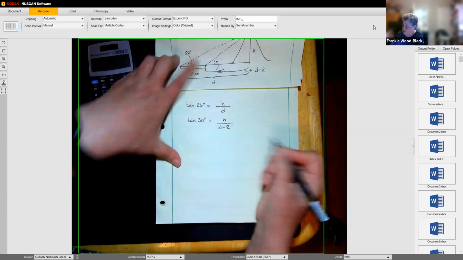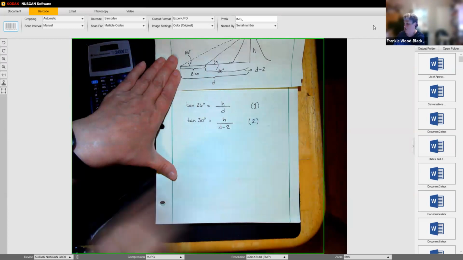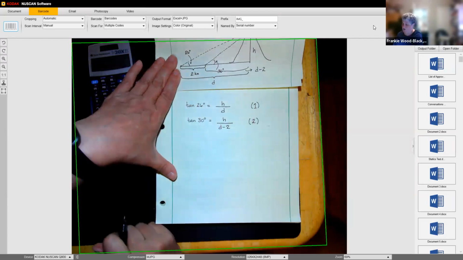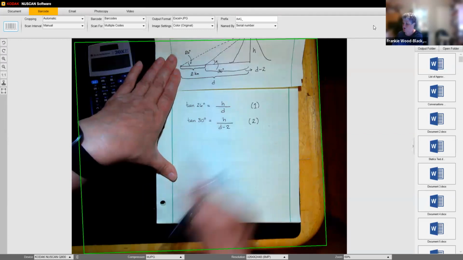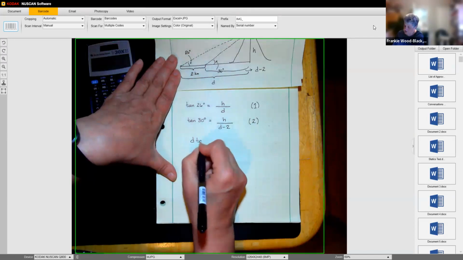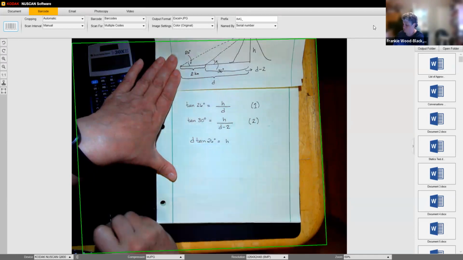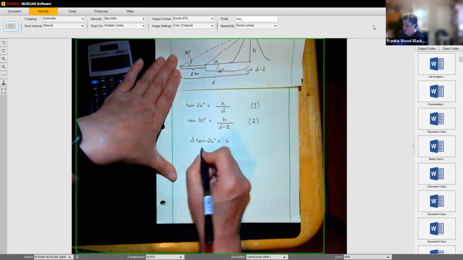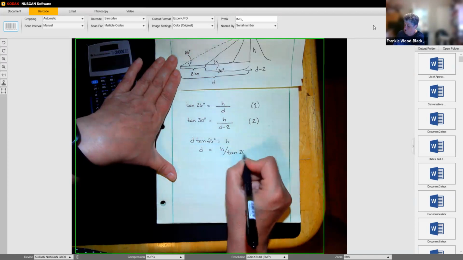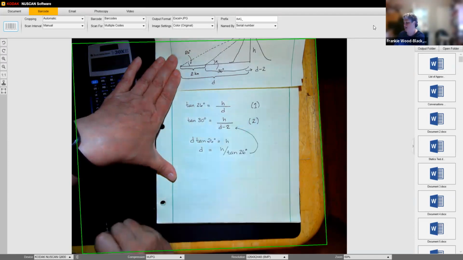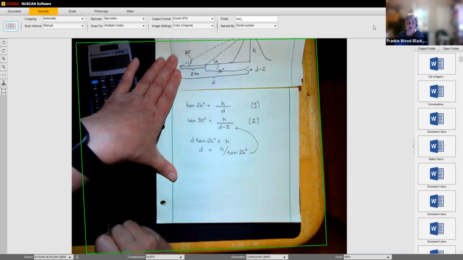This is equation 1. This is equation 2. And now I have two equations, two unknowns. H is what I'm trying to find, so I'm going to solve for D. D tangent 26 degrees is equal to H, or I get D is equal to H divided by tangent of 26 degrees. Then I can plug it into there and ultimately solve for H and be able to determine the height of the mountain.